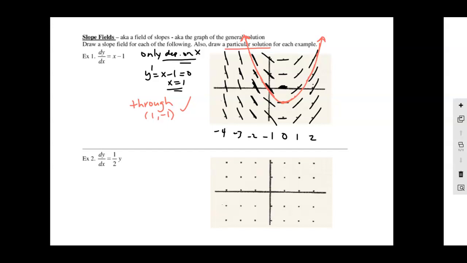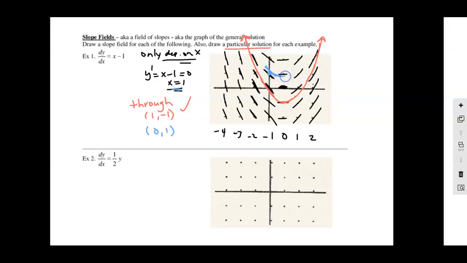Let's go through the point 0, 1. Okay, so 0, 1 would be right here. We can see that this graph looks like it's going to be parabola-ish, which makes sense because the derivative's linear. Now we know this parabola is going to have its vertex, the minimum, at the point where x equals 1. So let's graph this parabola. We know that at that point the slope was 0.